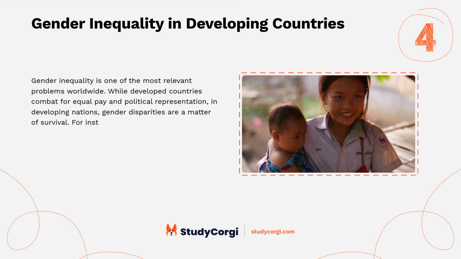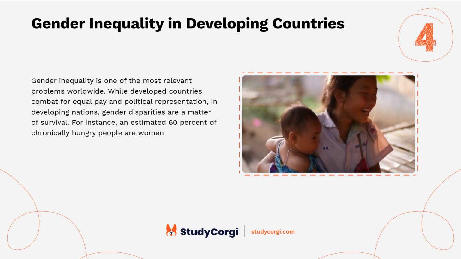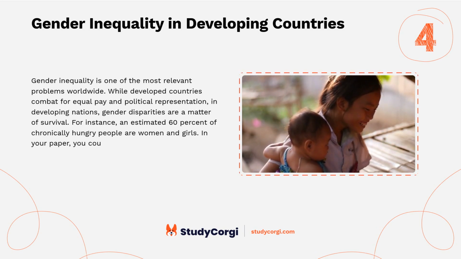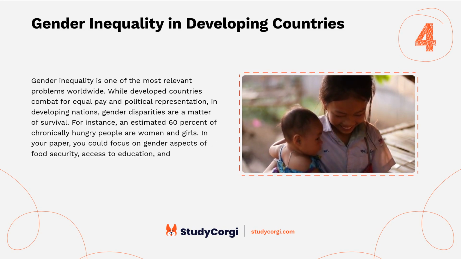For instance, an estimated 60% of chronically hungry people are women and girls. In your paper, you could focus on gender aspects of food security, access to education, and economic empowerment.